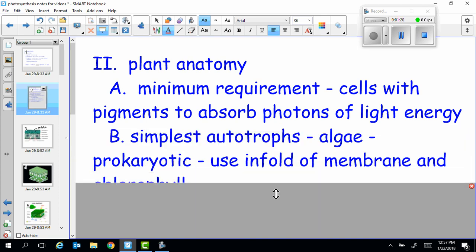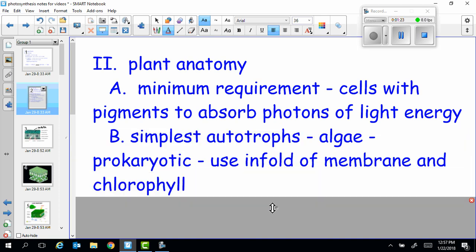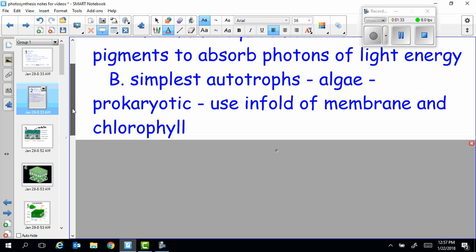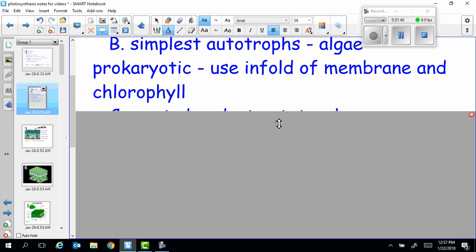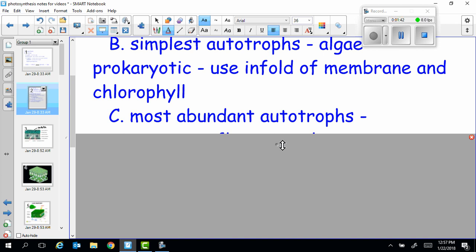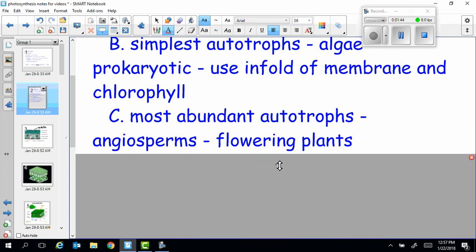Some organisms that are very, very simple, like algae, do have chlorophyll, but they don't even have chloroplasts. So instead, they can be prokaryotic and still do photosynthesis as long as they're able to fold in their cell membranes, and that will allow them to do some of these processes we'll spend more time on in the next videos.